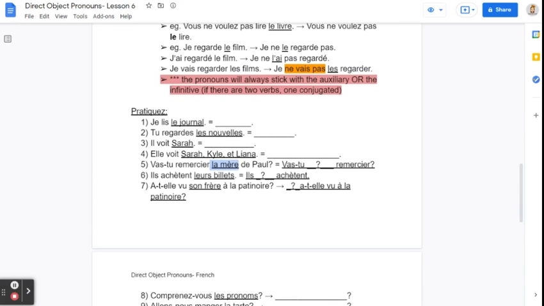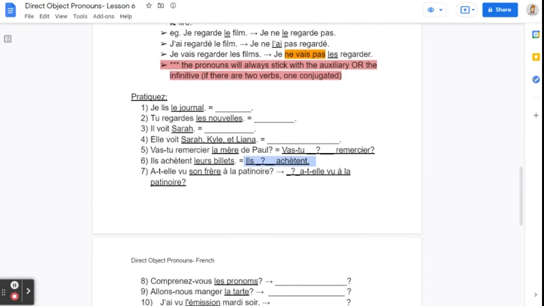Ils achètent leurs billets. Also, same thing, I've given you the structure. All you have to do is identify what leur billet would equal to. So is it le, la, or les? And a-t-elle vu son frère à la patinoire? And same thing, I've already given you the structure. All you have to do is figure out what son frère will equal to and put it in the beginning of the sentence.